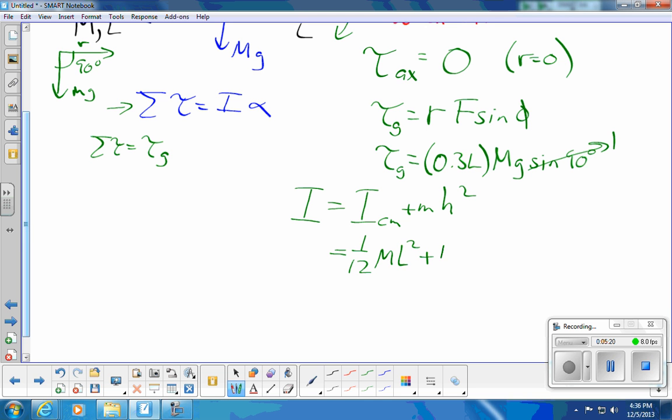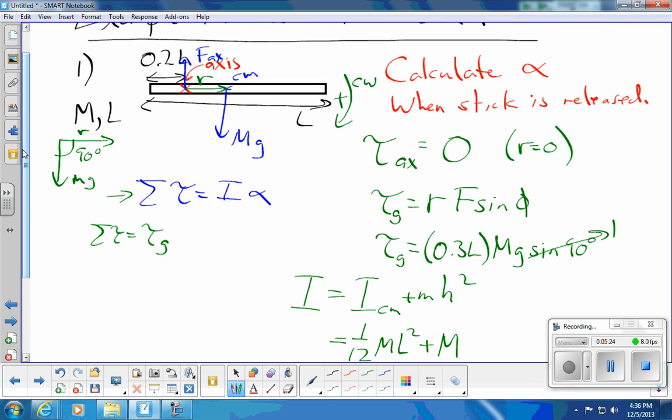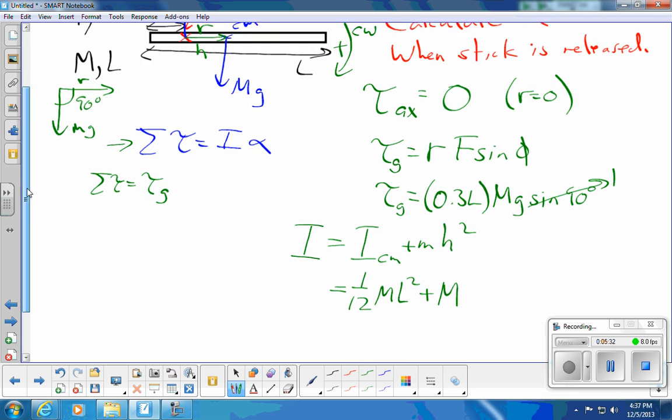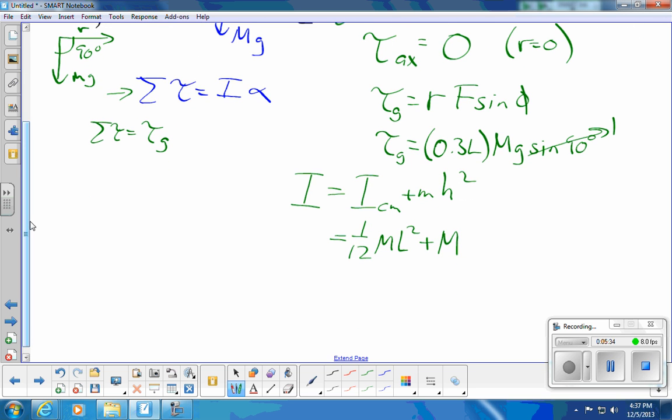And this is plus the mass of the stick times h squared, remembering that h is the distance from the center of mass to the axis of rotation. So this distance can also be called h for the purposes of the parallel axis theorem. That is, again, 0.3, which I'm going to write as 3/10 L squared. This ends up being 1/12 plus 9/100, and that ends up being this beautiful fraction of 13/75 ML squared.